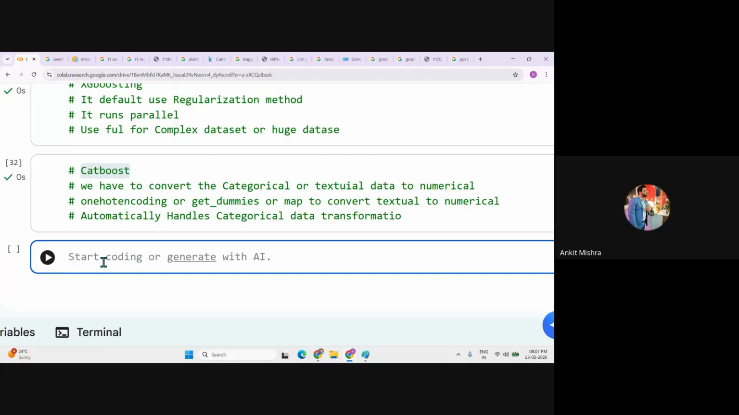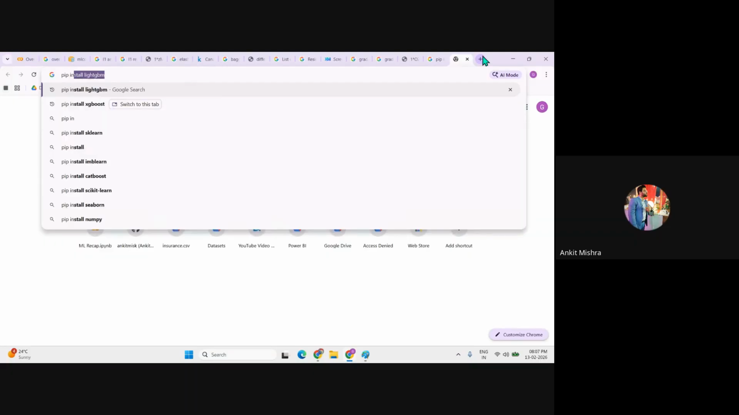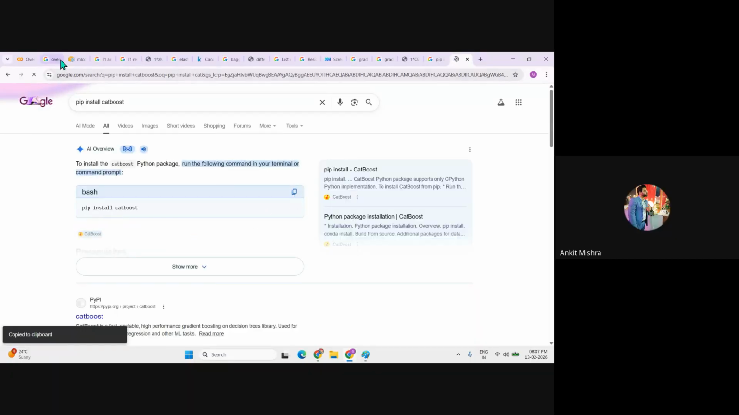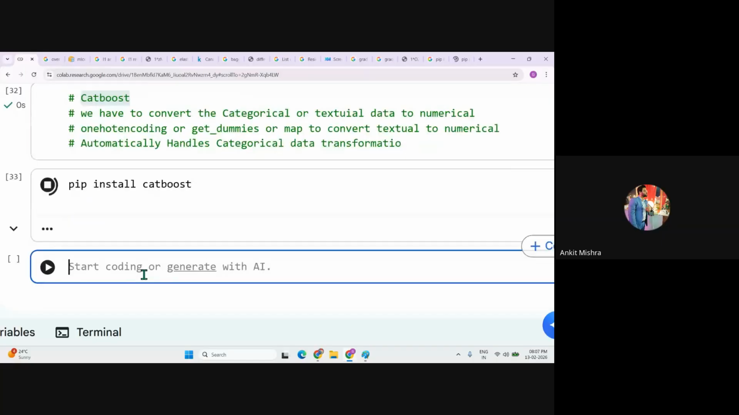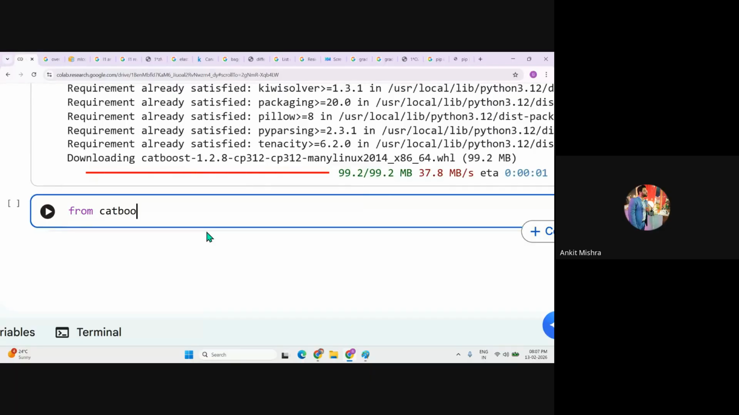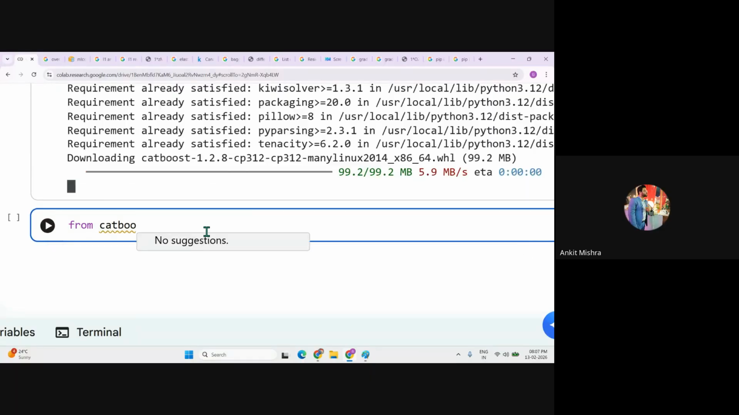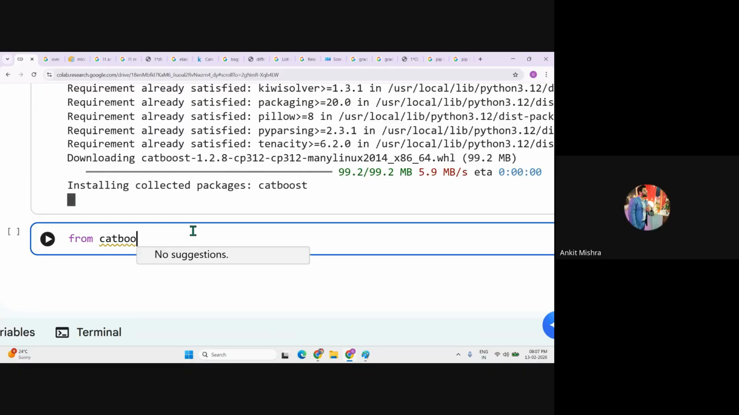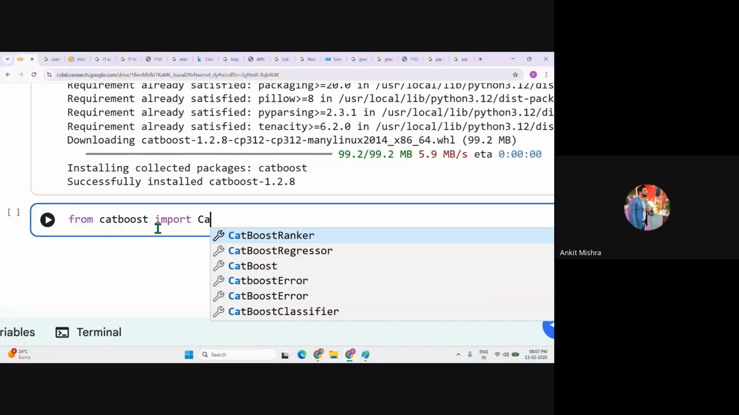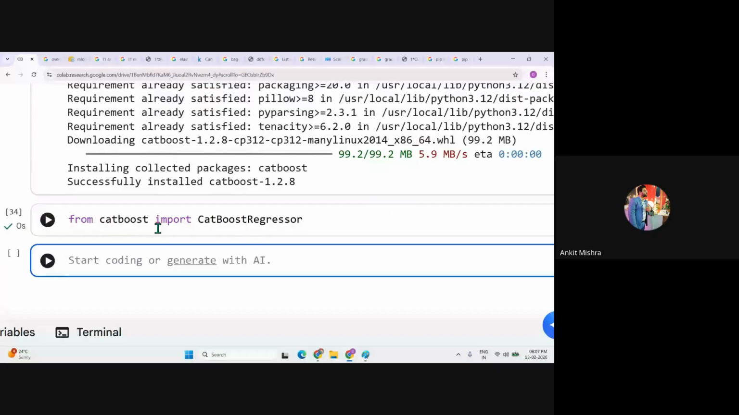And how to import this? Again, you have to install this. It is called catboost. You can just write pip install catboost, okay, and just copy this pip install catboost and then from catboost. Okay, I'm not getting the suggestion. Yeah, from catboost import CatBoostRegressor and CatBoostClassifier, right? So you can use this one, right, candidate?